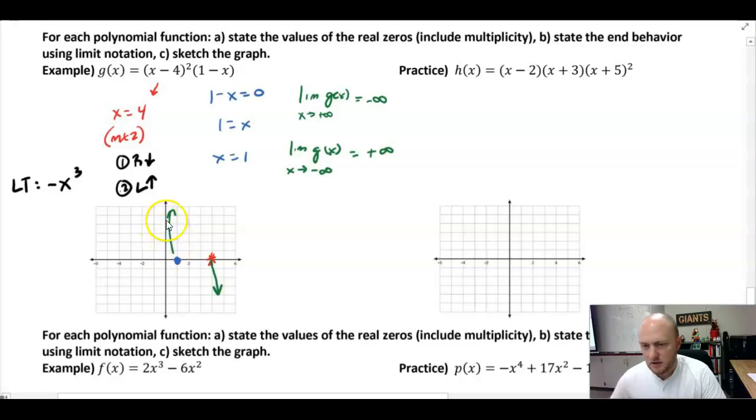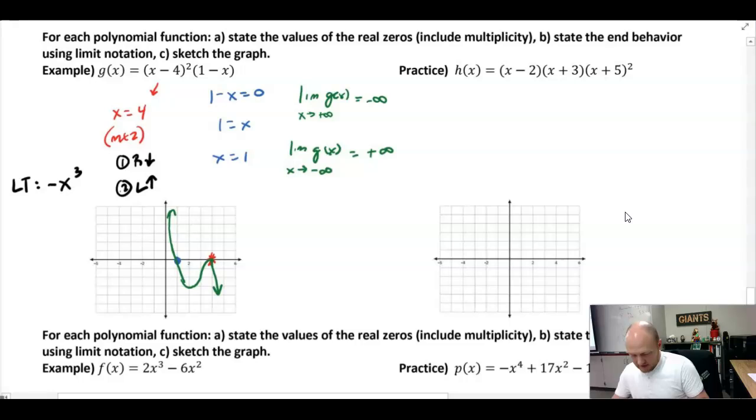I want to talk about how to finish this sketch. Remember, if my zero has odd multiplicity, I'm going to pass through. So I'm going to pass through 1, and then I'm going to turn around. Doesn't matter where you turn around, we're just making a rough sketch. And then I'm going to be tangent at even multiplicity, which x equals 4 is. So there's a rough sketch of what our graph should look like.